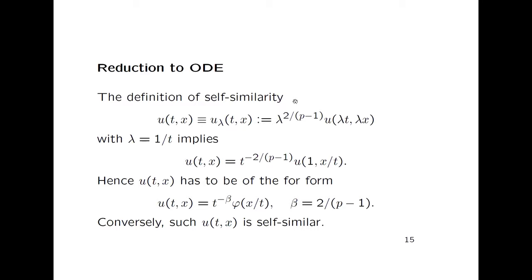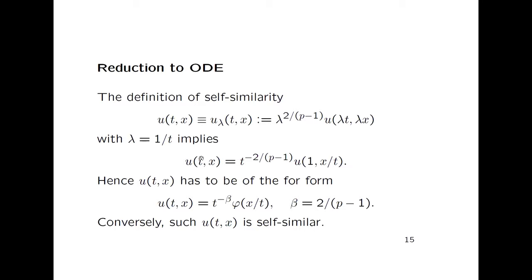This kind of argument is very elementary, but anyway, I'll explain it. By the definition of self-similarity, u must completely coincide with u sub lambda. What was u sub lambda? This is defined in this way. This is always true. That means this must be true with lambda equal to 1 over t. So just plug in 1 over t for this lambda, then we have this relation.